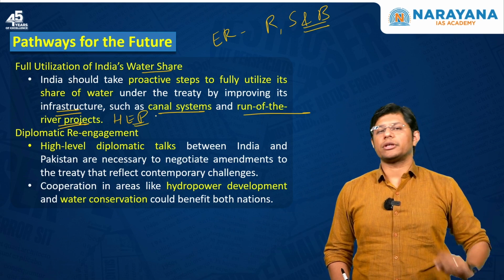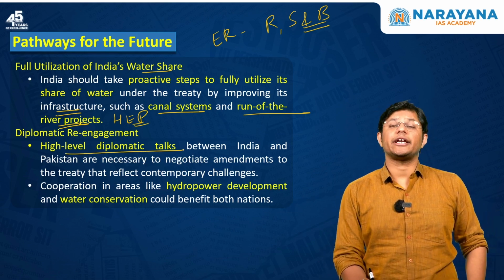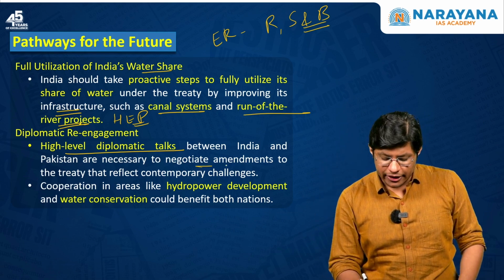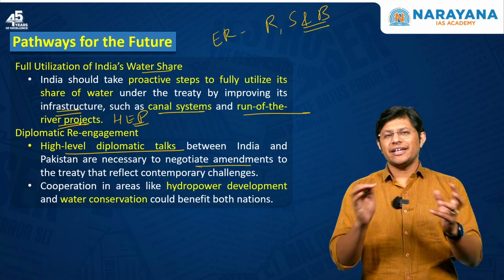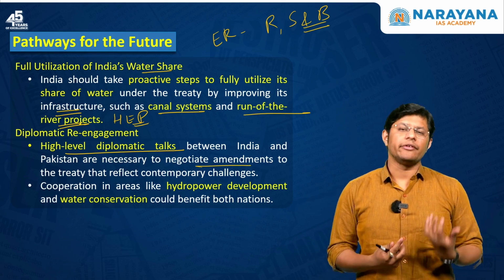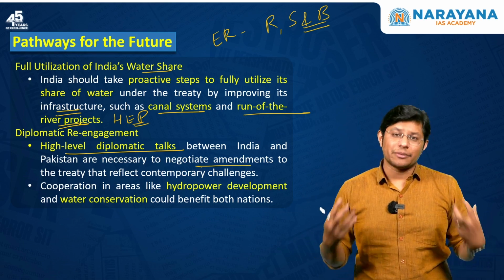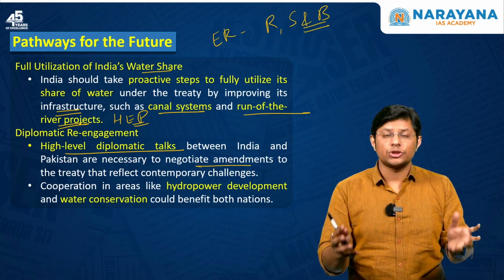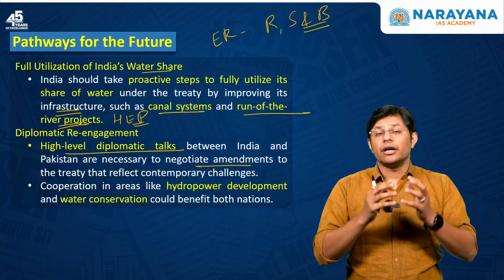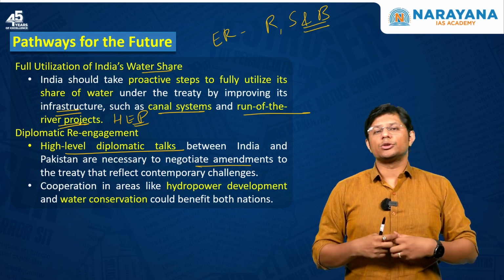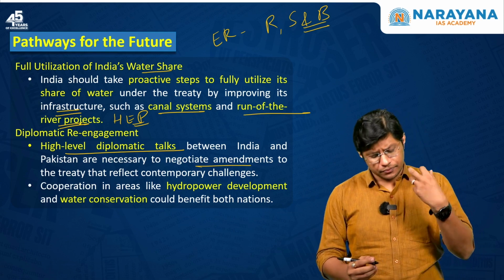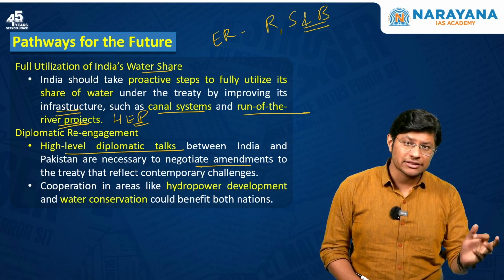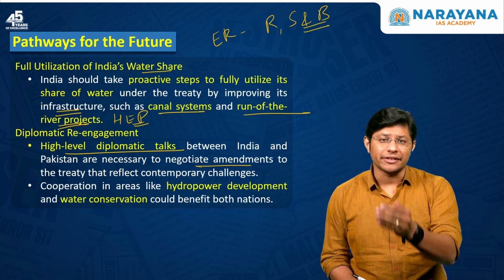And then most importantly, there has to be high level diplomatic talks between the Prime Minister of India and the Prime Minister of Pakistan to negotiate amendments to the treaty. See, any development, any agreement between India and Pakistan would require political support. So it is very important that the leadership from both the countries should sit across the table, discuss, reinforce trust in each other so that we can arrive at a feasible solution which can take into consideration the concerns of Pakistan, also address India's needs.